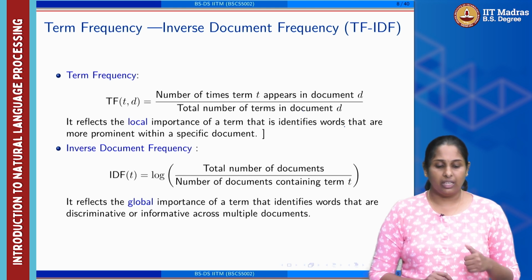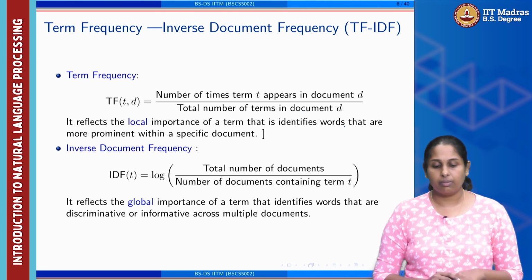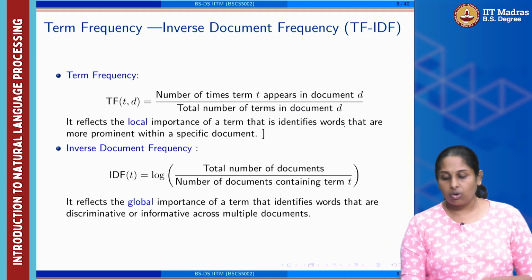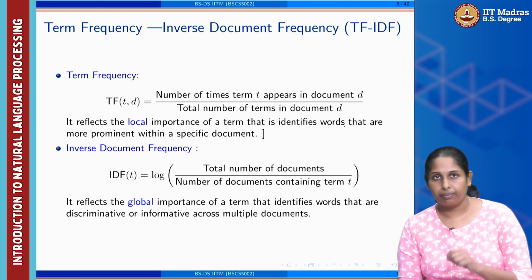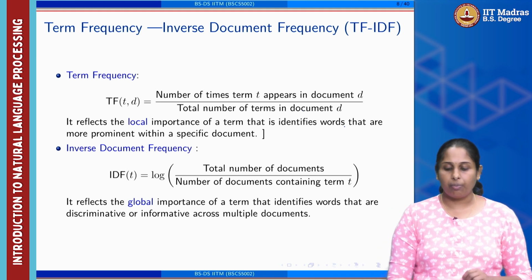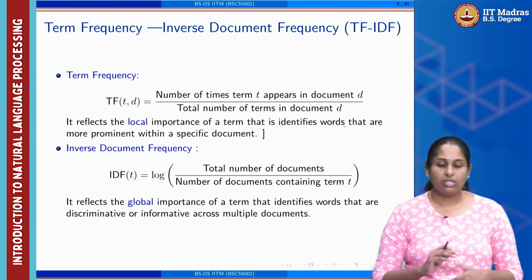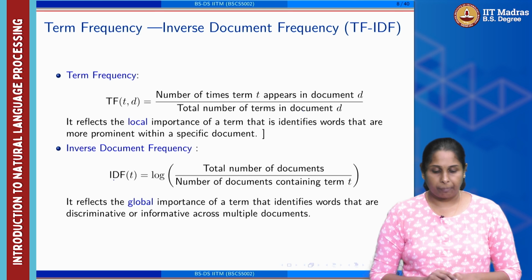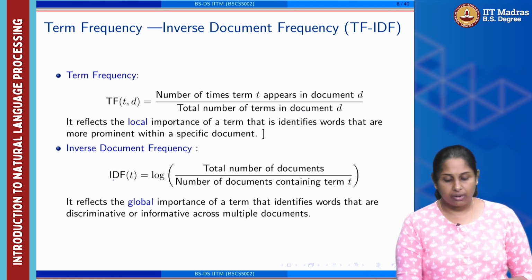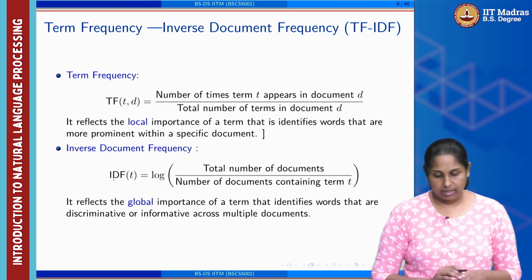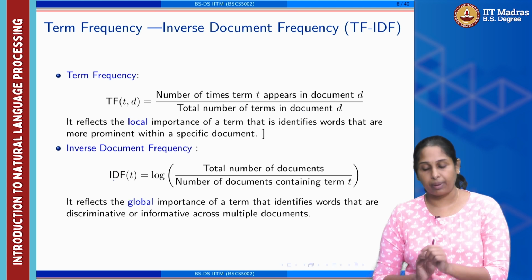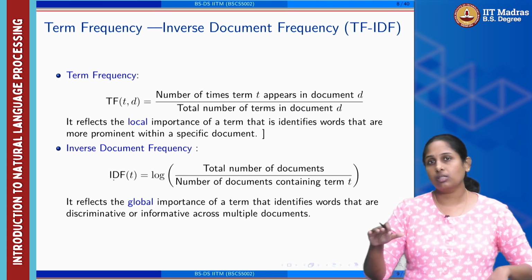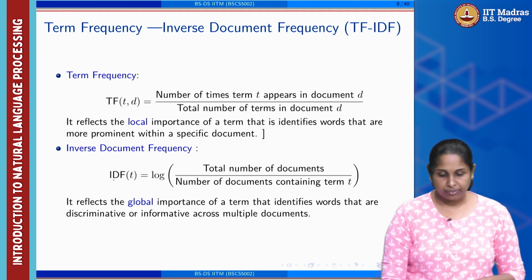On the other hand, inverse document frequency looks at the global importance, using the number of documents containing the term T, and on top of that, the total number of documents. It uses an inverse logarithm to get the inverse document frequency. So, this reflects the global importance of a term, identifying whether that particular word is discriminative or informative across multiple documents.